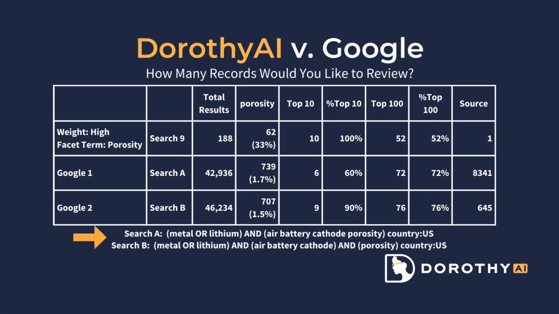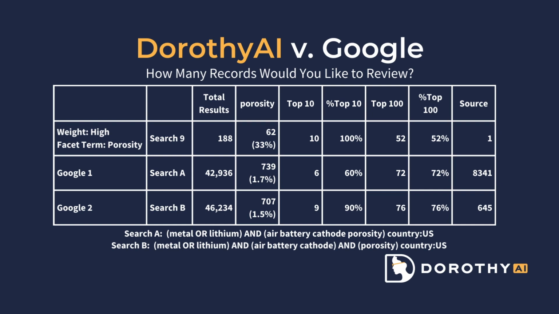You're probably asking yourself, so how does Google compare to this? And can we do that comparison? In fact, we can. For the Google searches, we use the exact same query that we used to identify the concepts. The only difference is here we've included the term porosity. The same goes for search B. The difference is that we've removed porosity from the main Boolean query and made it its own separate term. We then took those results and used the same process that we used for the DorothyAI searches to identify references that discuss porous material.